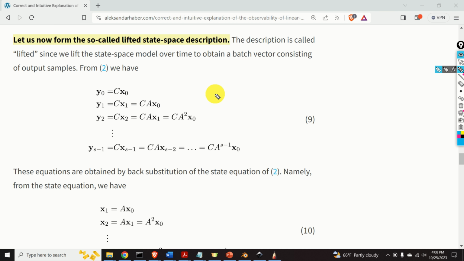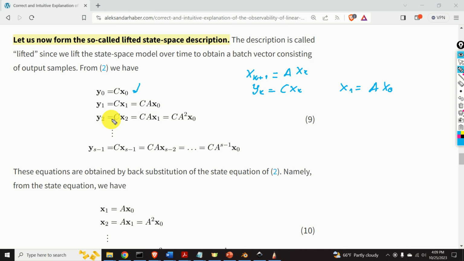To clarify this, let us write our state space model once again. I have x(k+1) is equal to Ax(k), and I have y(k) is equal to Cx(k). From this equation, I can just substitute 0 over here to obtain this equation. How about this equation? What happened over here? Well, first step, y1 is equal to Cx1. However, then we know that x1 is actually Ax0, and we substitute this equation over here to obtain this equation.